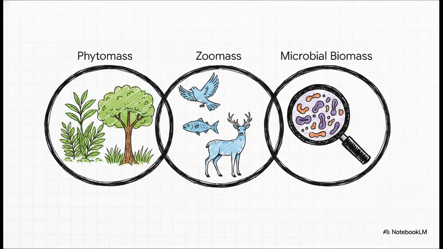To make it super easy, we can divide all of this living matter into 3 basic groups. First up, we've got phytomass, which is just plant biomass. This means all the trees, grasses, leaves, roots, and even the algae in the water. Next is zoomass, or animal biomass. That covers insects, fish, birds, mammals, and yep, even you. Finally, we have microbial biomass. These are the tiny, microscopic organisms you usually can't see with your bare eyes, like bacteria, fungi, and protozoa. Put them all together, and they make up the living weight of an entire ecosystem.